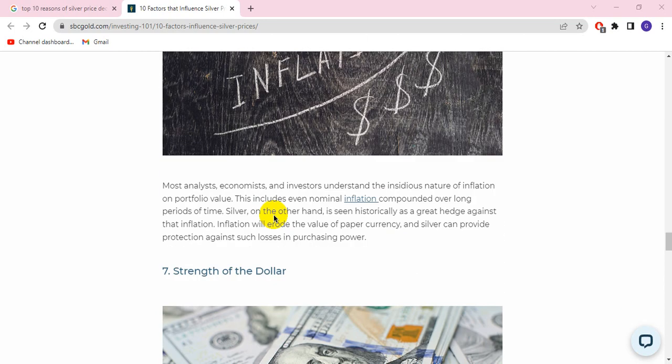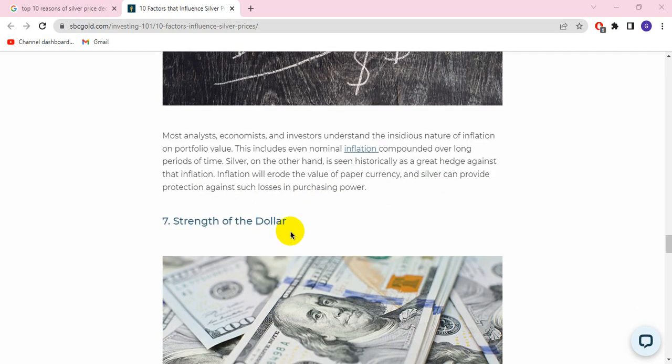Most analysts, economists, and investors understand the insidious nature of inflation on portfolio value. This includes even minimal inflation compounded over a long period of time. Silver, on the other hand, is seen historically as a great hedge against that inflation. Inflation will erode the value of paper currency, and silver can provide protection against such losses in purchasing power.